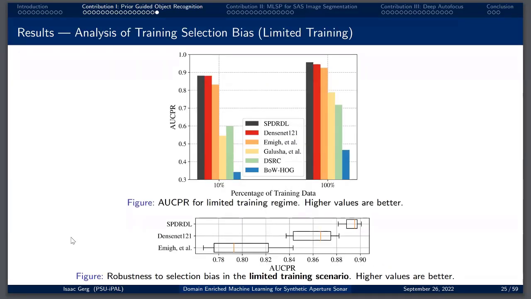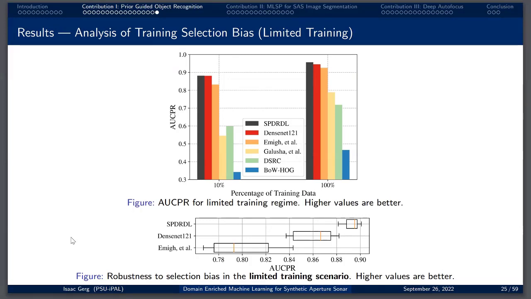So then we can look at training selection bias, where we have limited training. You can imagine if I have all the data, this is just a repeat of results from the previous precision recall curve slides. If I train with just 10% of that data, you can see that many of the methods do not have a very graceful degradation in performance. We show that ours does.